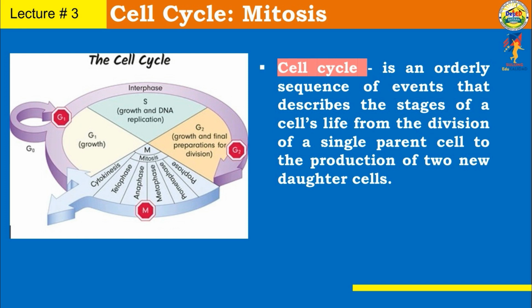Let us define first, what is the cell cycle? The cell cycle is an orderly sequence of events that describes the stages of a cell's life from the division of a single parent cell to the production of two new daughter cells. Later we are going to discuss each stage for the interphase and mitosis or the cell division.